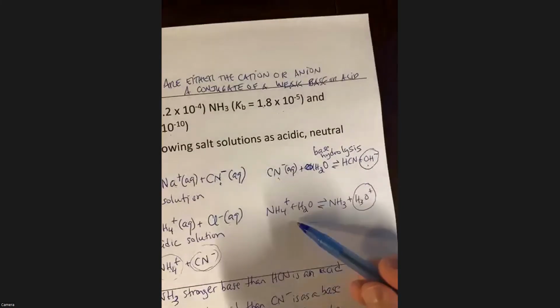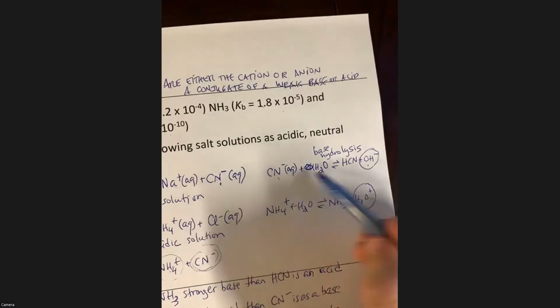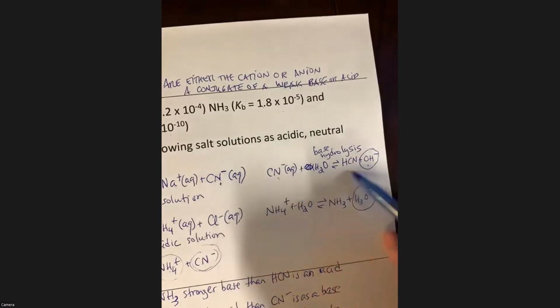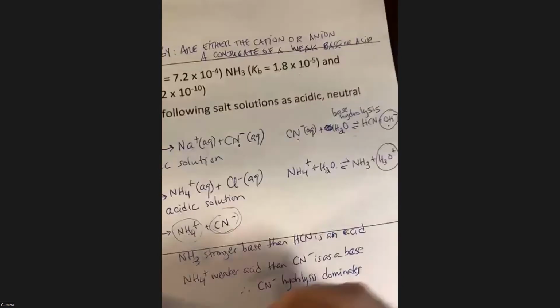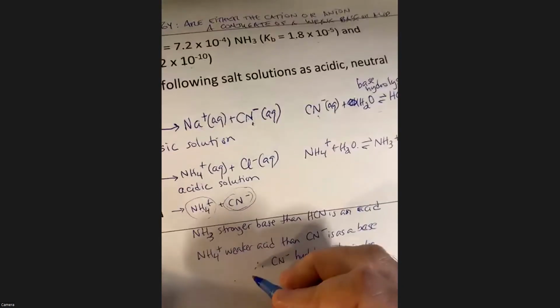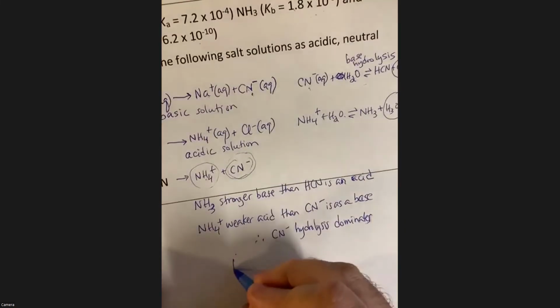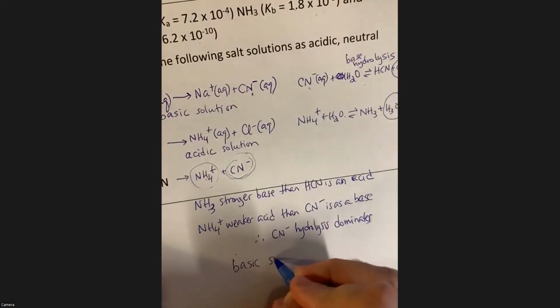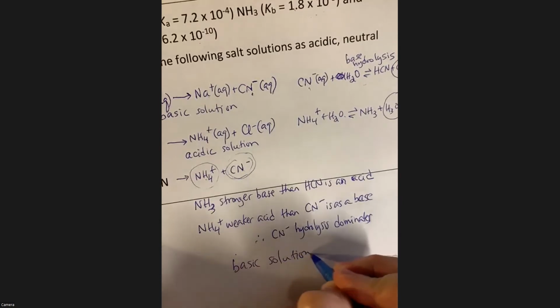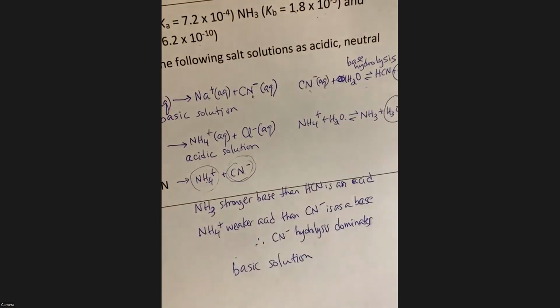So you have this guy going on, you have that guy going on, but this guy is going to go at a greater rate than this one. So you will have, therefore, a basic solution. So I need you guys to go back and review that. Notice that I did give you the table. You can have it in your handout. You don't have to copy this, but you need to understand how this works.